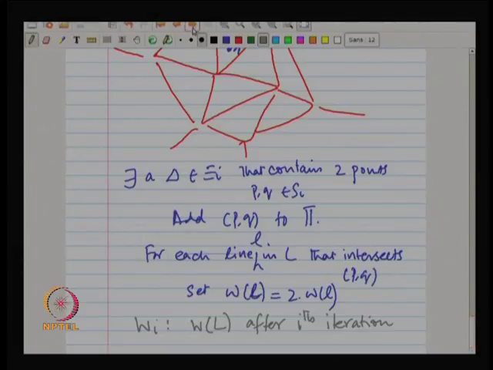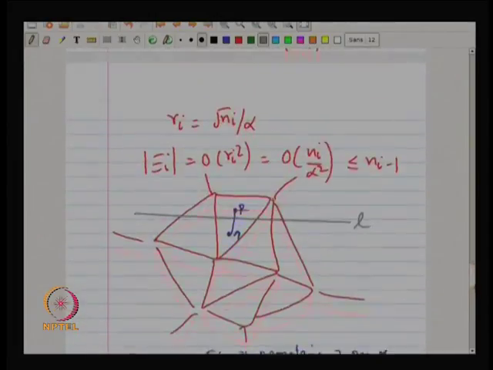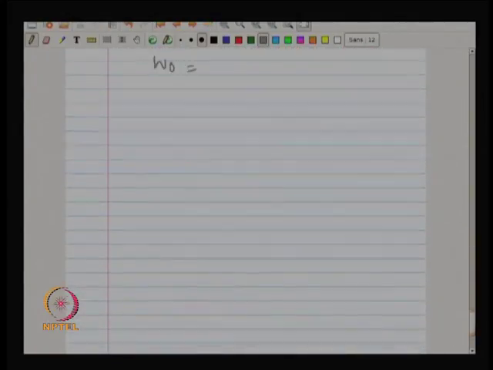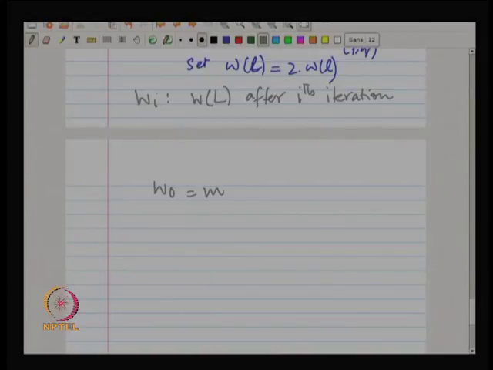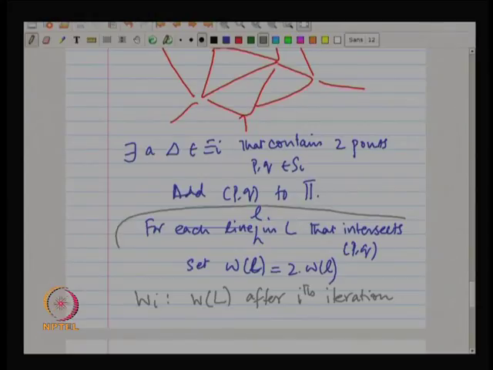So, what is W 0? Initially, it is m, because there are m lines, m is n choose 2, but let us not worry about it. The weight of each line is 1, so the total weight of the lines is m. Now, the other important relation: you need to write W i plus 1 in terms of W i. When does the weight increase? The weight only increases here. This is the only place where I increase the weight.